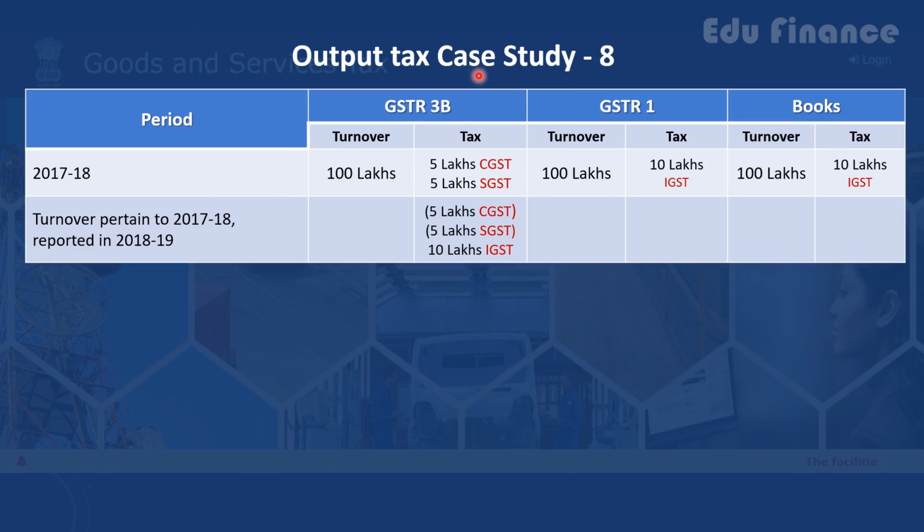Case study number 8. Where in books, GSTR 1 and GSTR 3B, turnover reported was rupees 100 lakh.